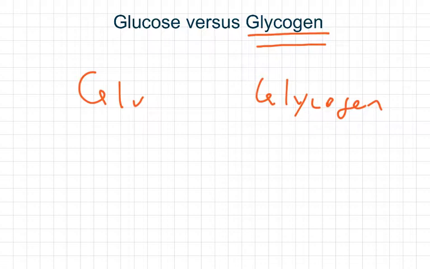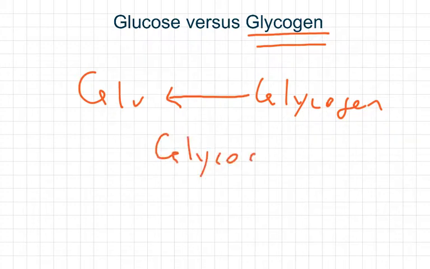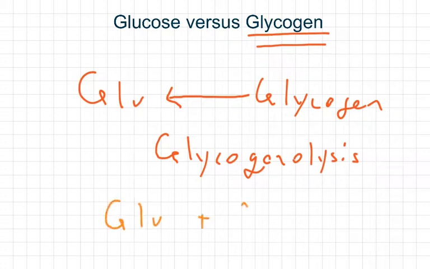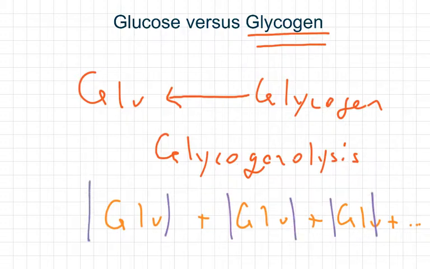Now, when the body is low on glucose, it can convert glycogen into glucose through the process called glycogenolysis. Essentially, all that is occurring is those glycogen chains are broken down into their individual glucose molecules. And these individual glucose molecules can then enter the energy pathways to create ATP.